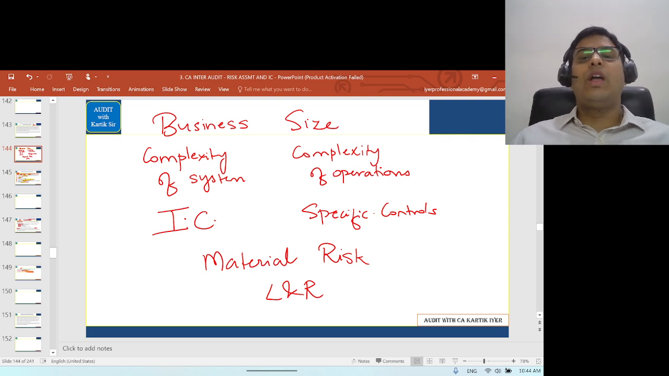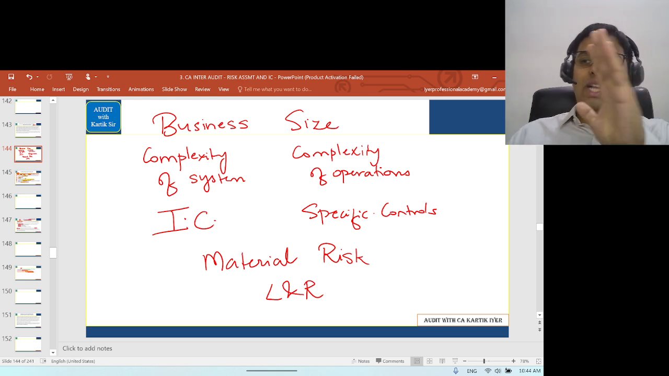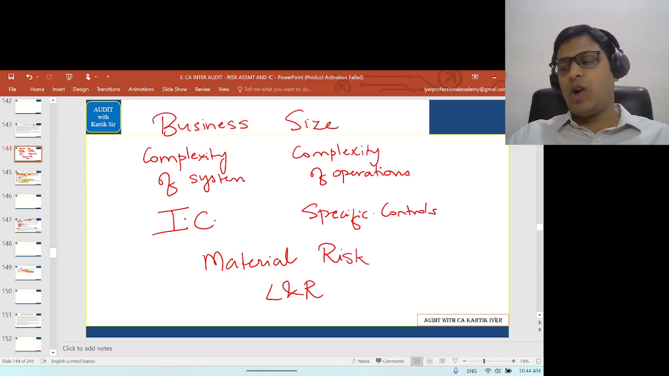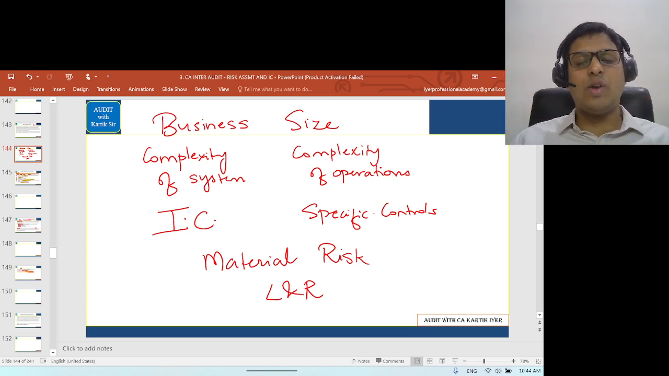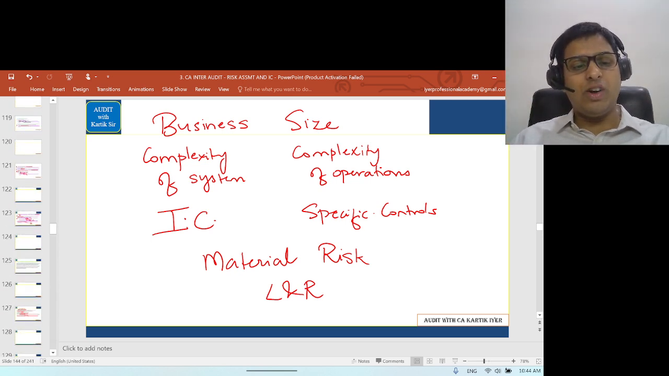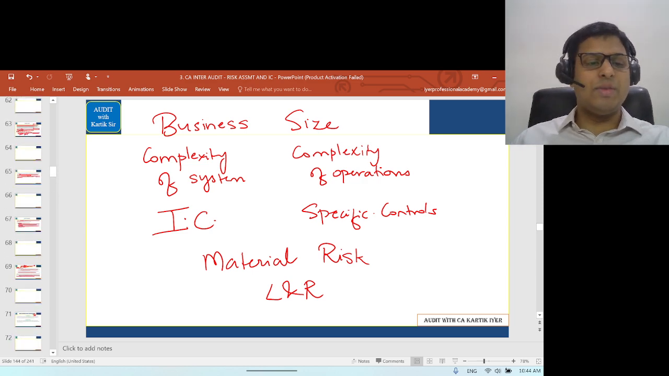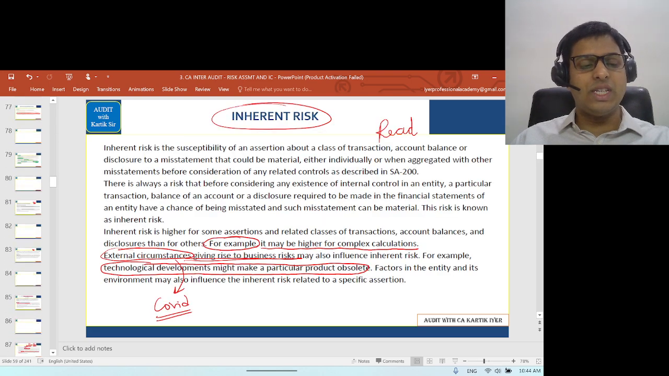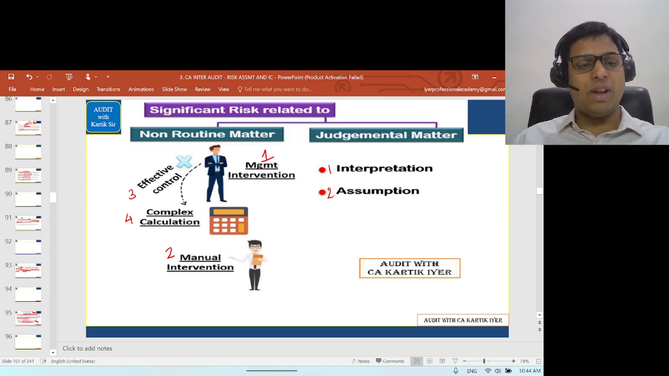Okay, so we look at these points. First, what are the factors we look at? We look at the business, the size, the complexity of the system, the complexity of the operations. We look at the internal controls, specific controls. Finally, we look at materiality, risk, and legal and regulatory requirements. So if you think of this answer, think of the placement of points, which made it easier for you to remember. You should be able to remember this. It's a very, very important one.